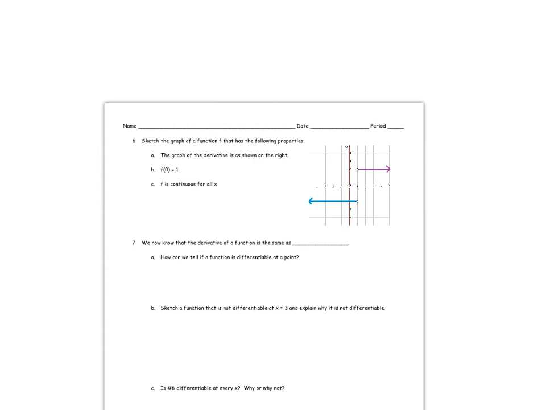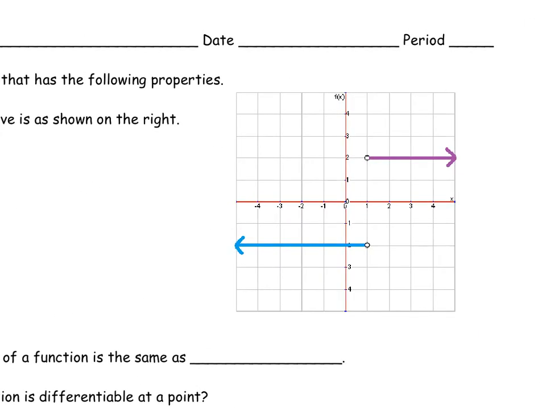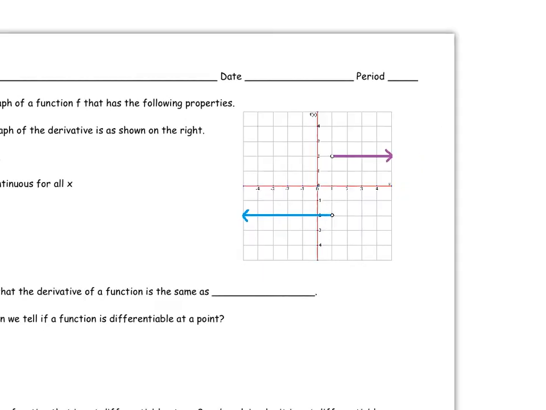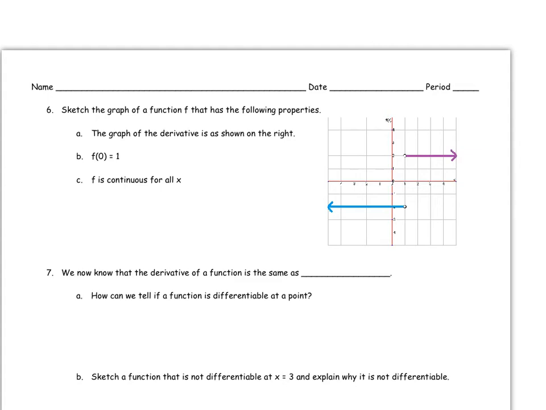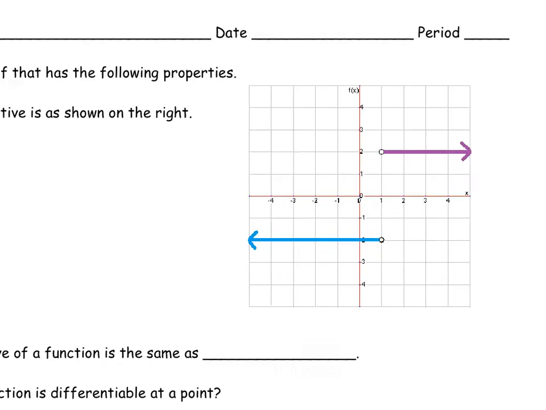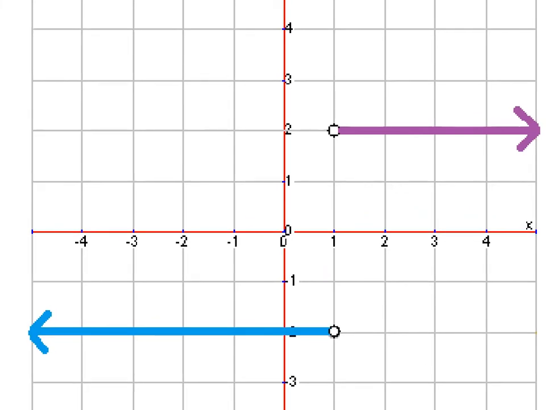So here we're given the graph of a derivative, and this derivative graph only has two different values. It either equals 2 or negative 2. That means the slope of our given function only has two different slopes, either 2 or negative 2, which tells us it's really just two different line segments. We also know f of 0 equals 1, so we have the point (0, 1).